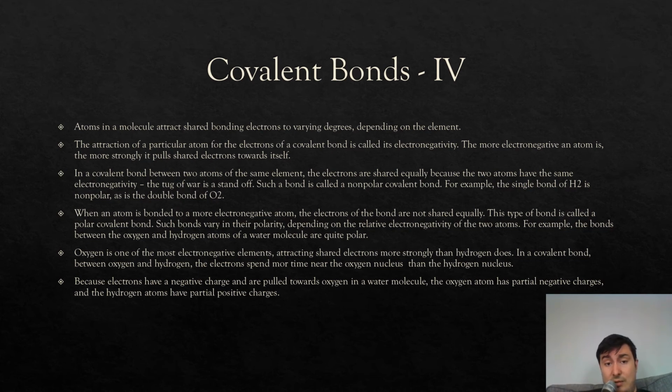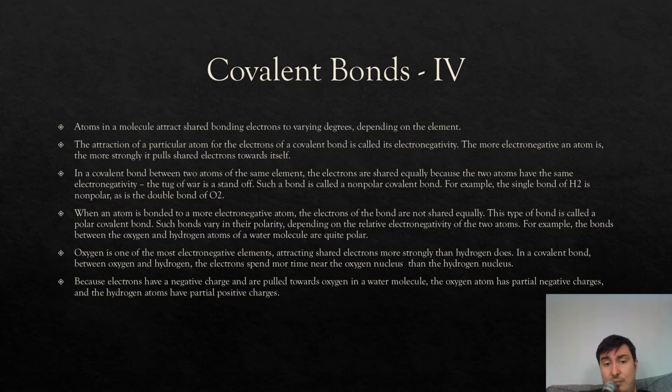Atoms in a molecule attract shared bonding electrons in varying degrees depending on the element. The attraction of a particular atom for the electrons of a covalent bond is called its electronegativity. The more electronegative an atom is, the more strongly it pulls shared electrons towards itself.